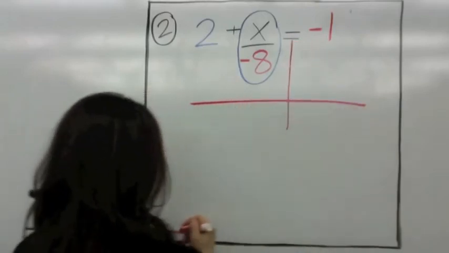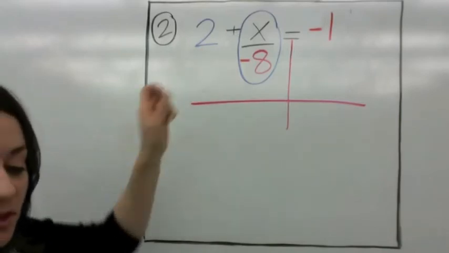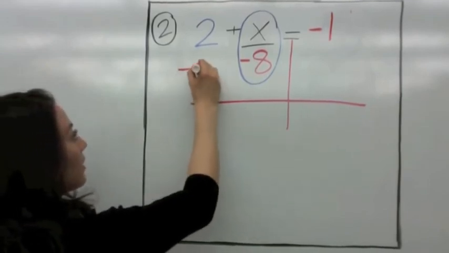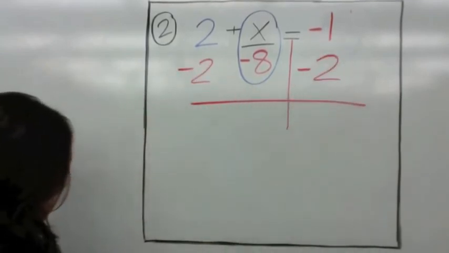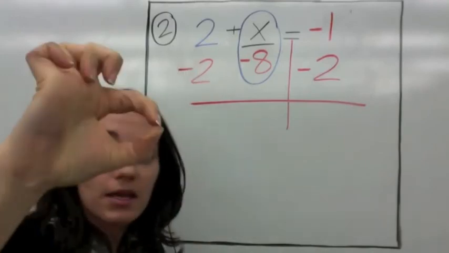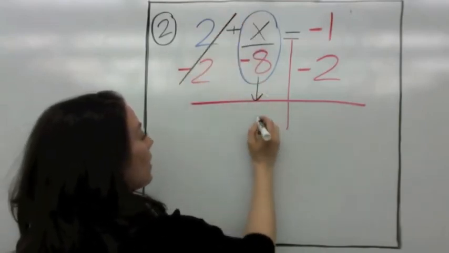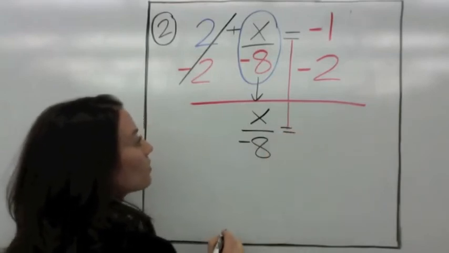Here we go. Look at the number that is next to what you circled. It's a positive 2. What is the opposite of positive 2? It is negative 2. So you're going to subtract 2 from both sides. Now let's do the operations. A positive 2 and a negative 2 make 0. Bring down x divided by negative 8. Bring down the equal sign.